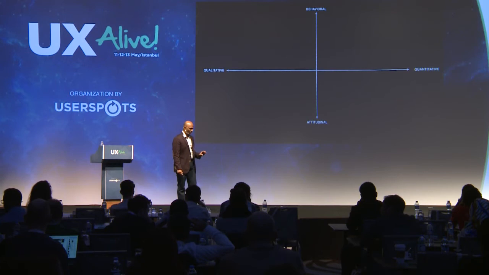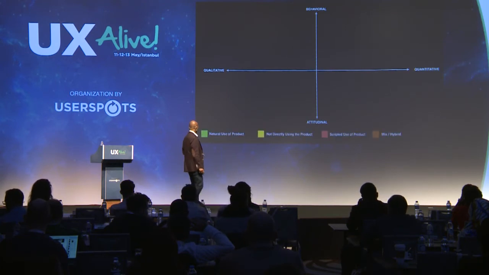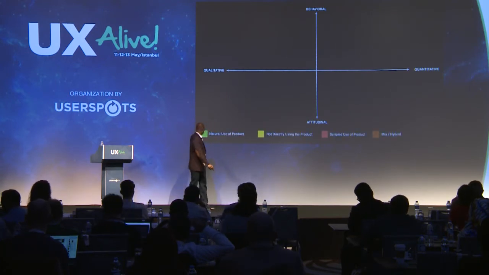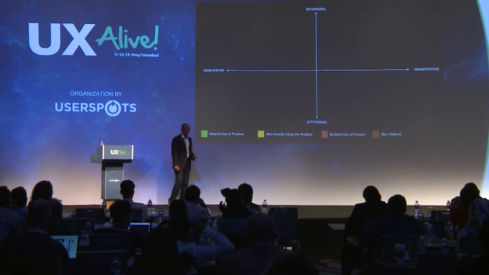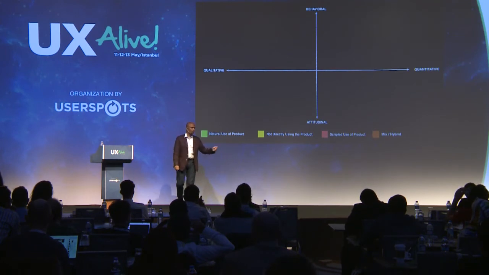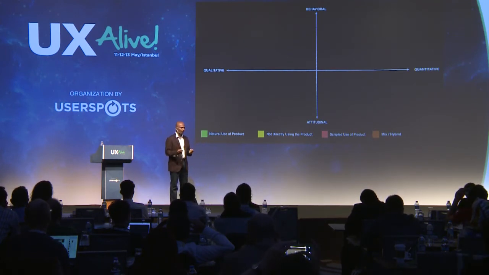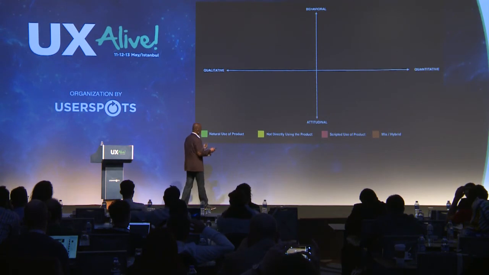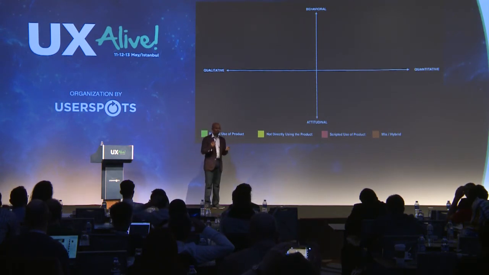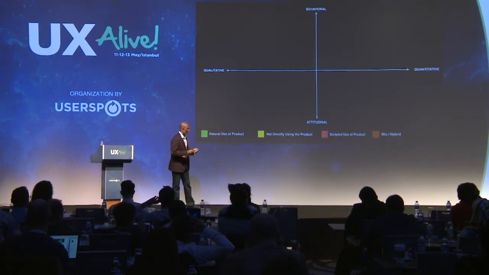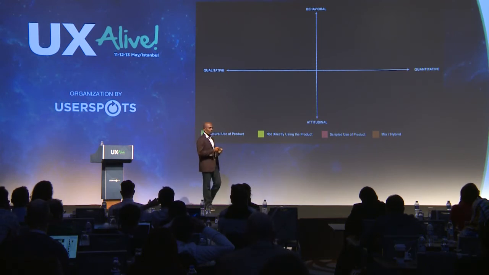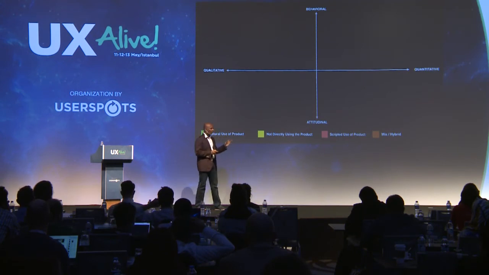Now, if you just look at the different methods that we have, the first is what you see in green, and what we'll plot there is natural use of product. This is where you actually get users to use the product in natural environment. Then you have not directly using the product. So there are data sources where people are not directly using your product. At the same time, this is contextual data. Then you have your scripted use of product, the user testing that happens in labs, most of the cases, right? Or remote user testing. And then you have your hybrid.